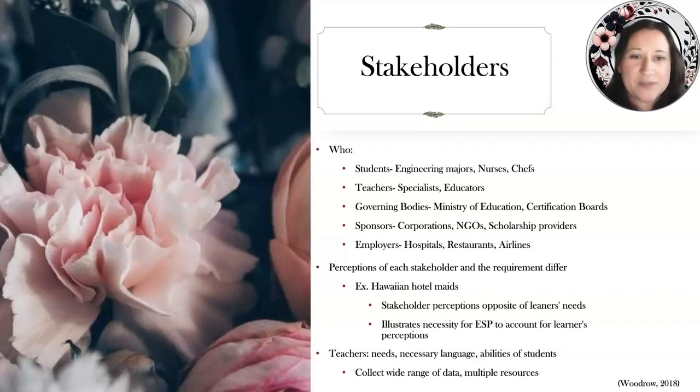An example of this would be the Hawaiian hotel maids that were mentioned in the book. So these were employees that already had experience, based on what I was reading. And the stakeholder perceptions were actually opposite of the learners' needs and what they knew they wanted and needed to learn. So this illustrates the necessity for ESP to account for learners' perceptions and not just the stakeholders. I should say the higher up stakeholders.